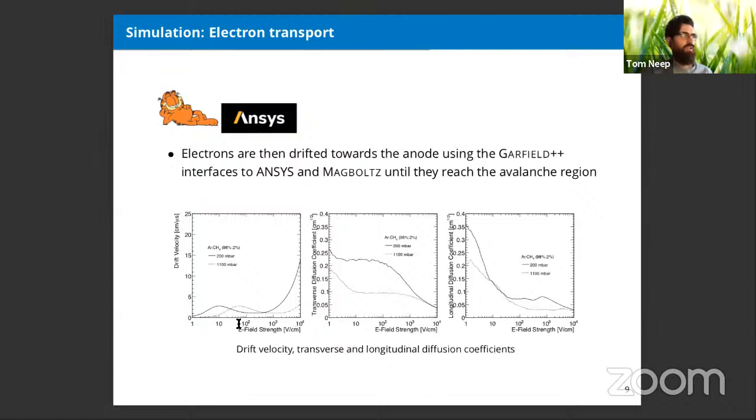As you increase the electric field strength, the drift velocity tends to increase, but the diffusion tends to decrease. These are the transverse and longitudinal diffusion coefficients. As the electric field strength gets stronger, diffusion decreases. This diffusion is very important in the outer regions of the detector where the electric field strength is lower.